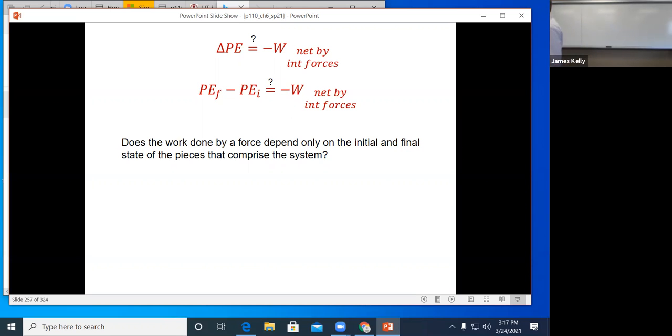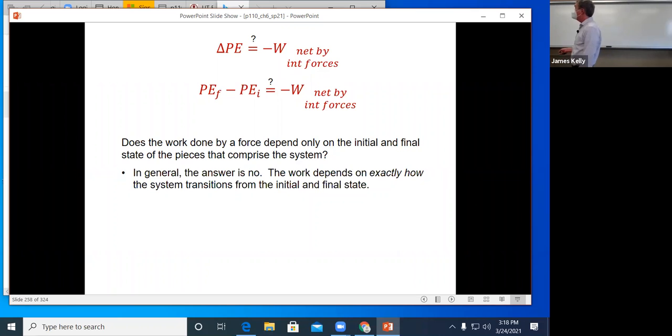If we're going to write this, the work done might depend on exactly how you transition from initial to final, but the left-hand side clearly just depends on the final state and the initial state. It doesn't know anything about how you got between them. So in general, you can't do this. In general, the work done by an internal force might depend on how you got there.